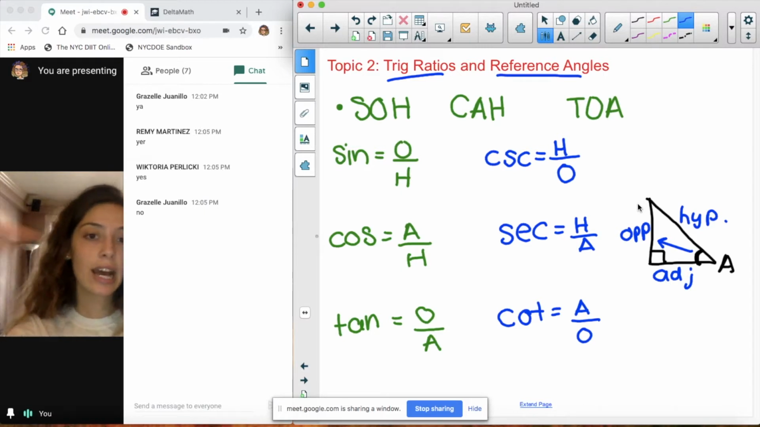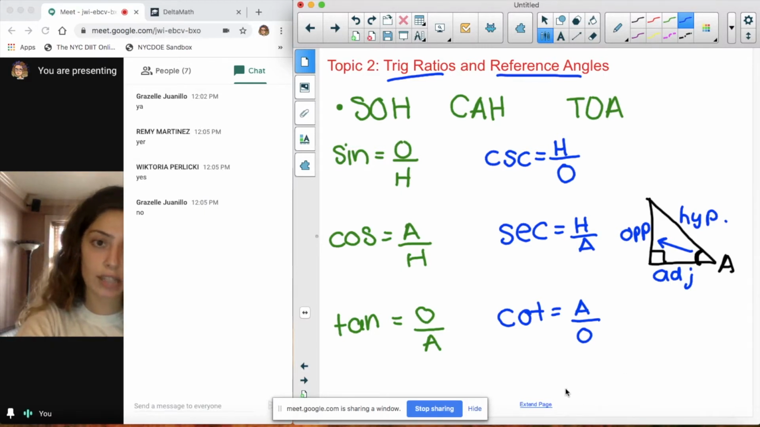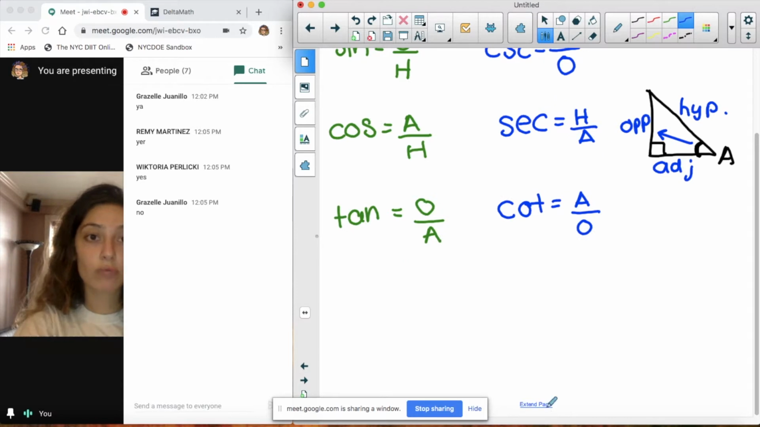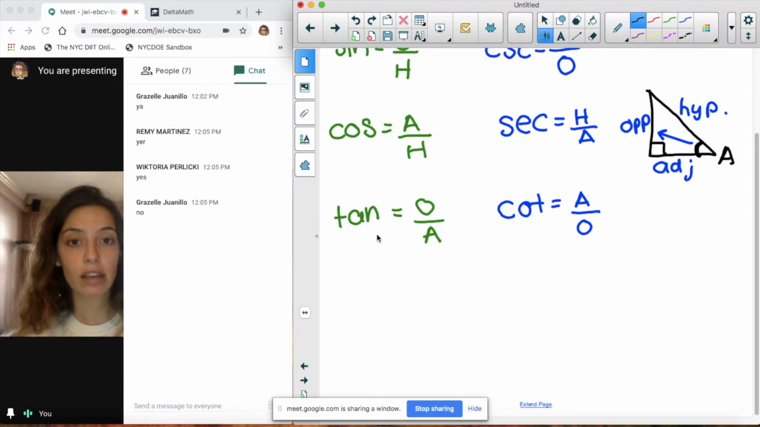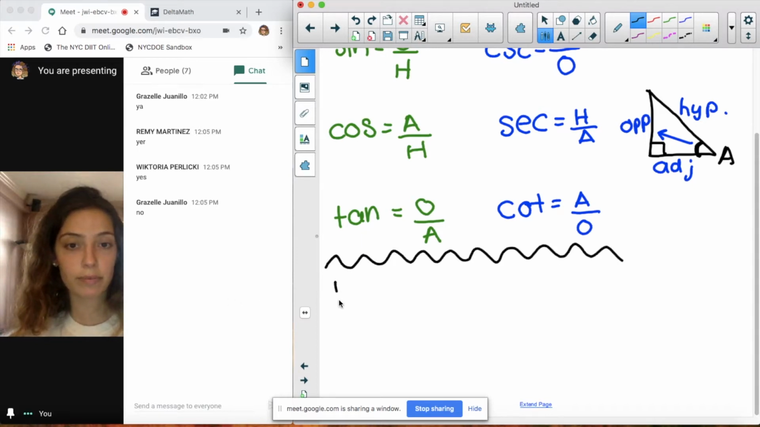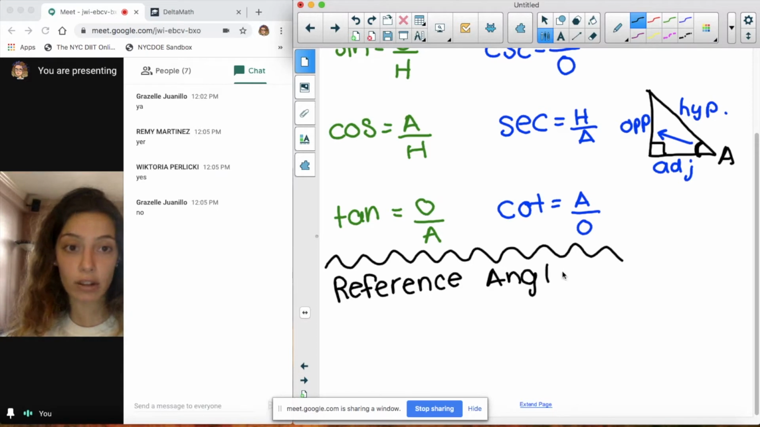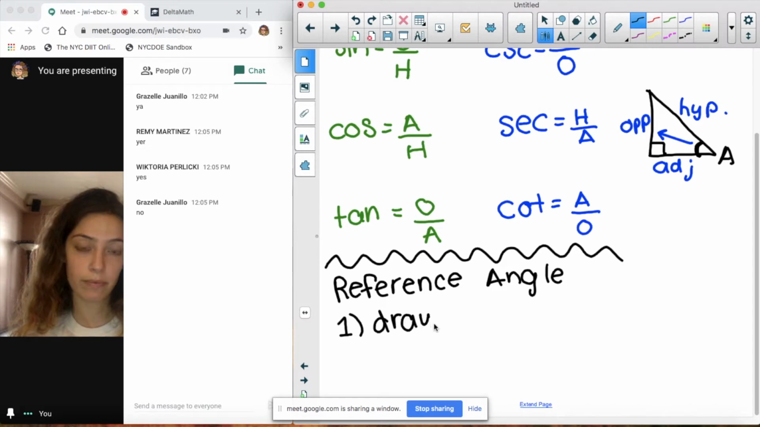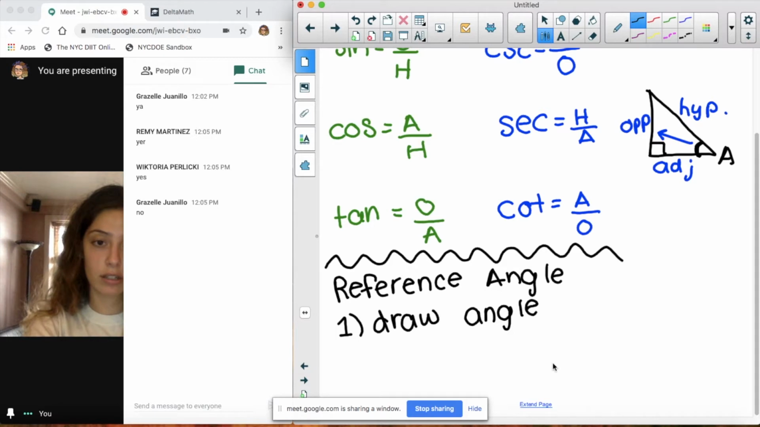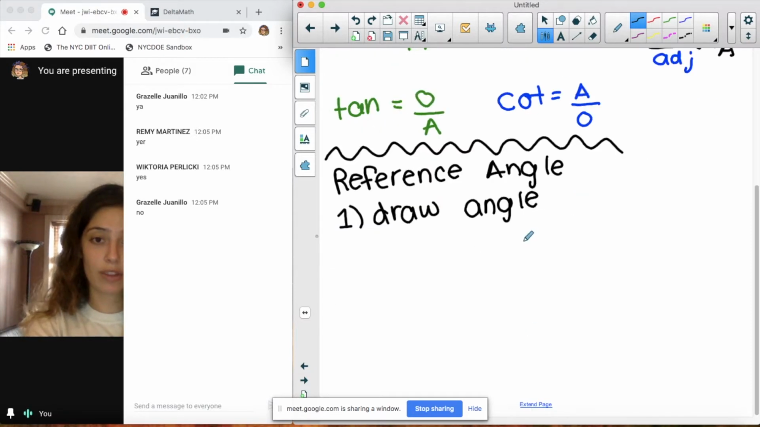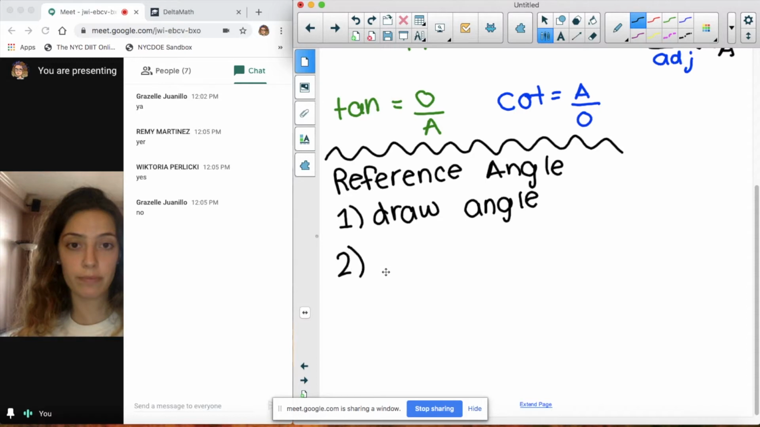All right, now, next thing we're going to look at is reference angles. There are rules for the reference angles. Just going to make a little line here. So first thing you want to do when you want to find a reference angle is draw the angle, okay? So first, draw angle. You want to know what quadrant it's going to fall in. And then after you draw the angle, you just use this rule.